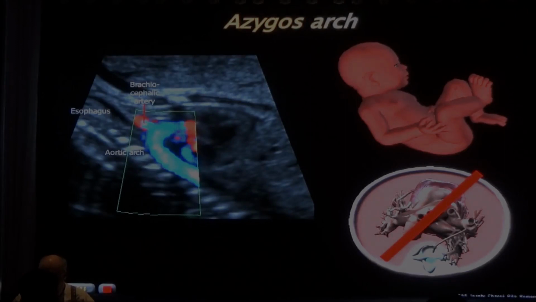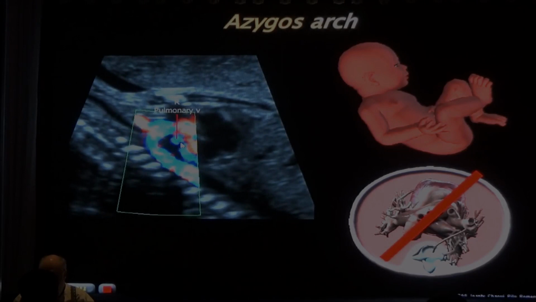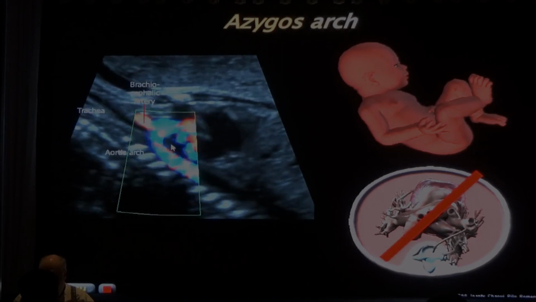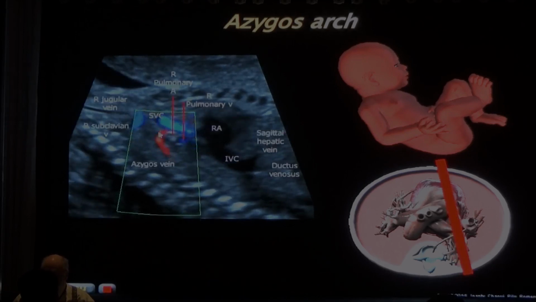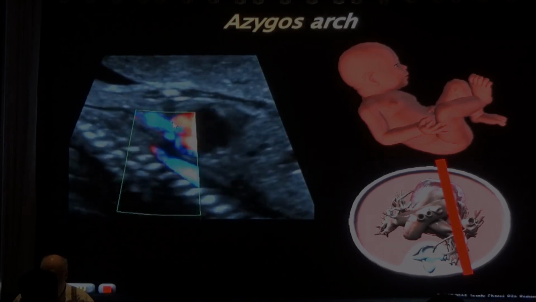So here I'm going through the aortic arch, and you see the aortic arch with the brachiocephalic arteries, and underneath you see the pulmonary veins. And then we're going to turn, and now we see the azygos arch. That's a normal finding, and under the azygos you see the right pulmonary artery and the right pulmonary vein. Remember, the pulmonary artery is more cephalic than the vein, and since the velocity is higher, the diameter is smaller than the pulmonary vein.